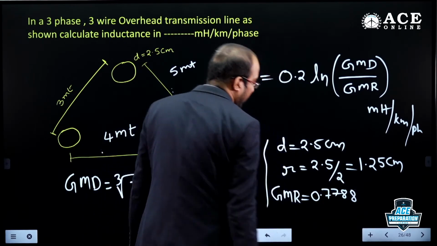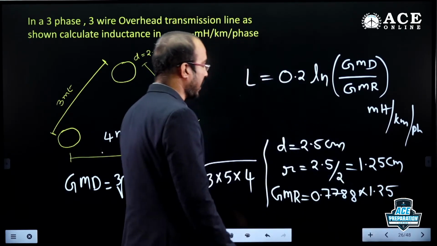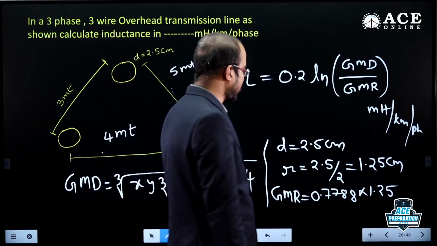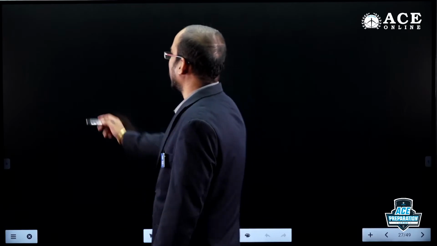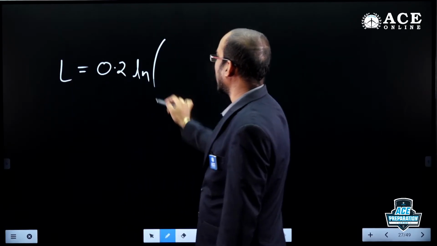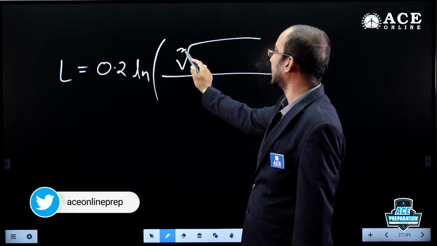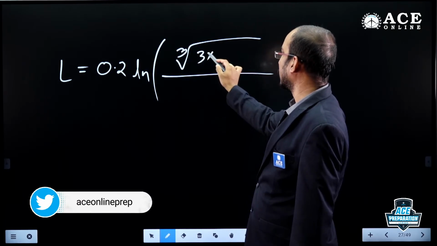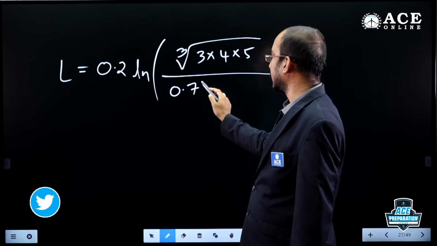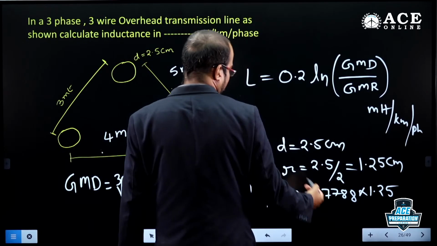0.7788 times the radius, that is 1.25 centimeters. Okay, so once you know GMD and GMR, can we calculate the inductance or not? Yes, we can calculate. Inductance L is equal to 0.2 into ln of GMD, which is the cube root of XYZ, that is 3 into 4 into 5 that we got, over 0.7788 into the radius that we have calculated, which is how much?